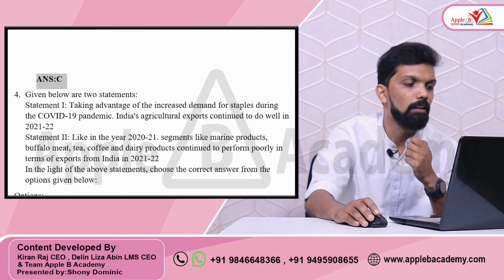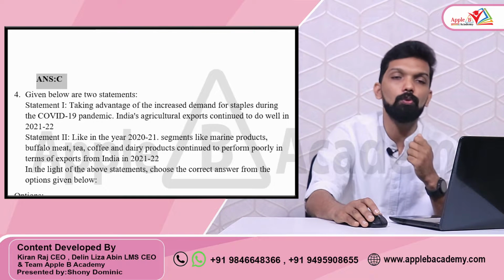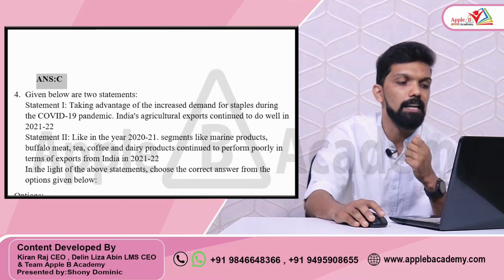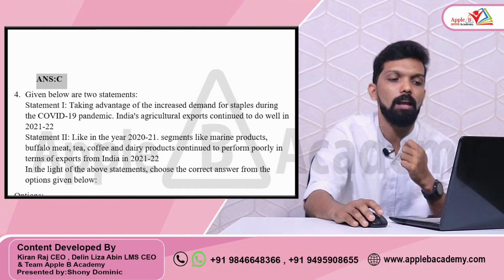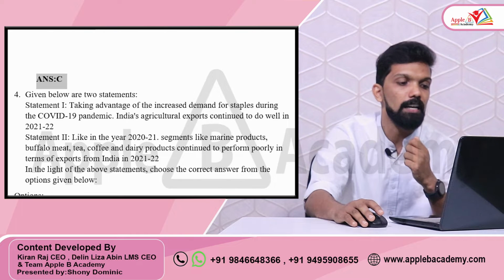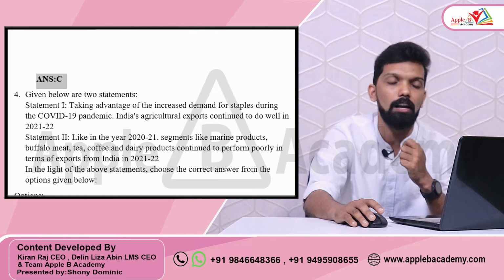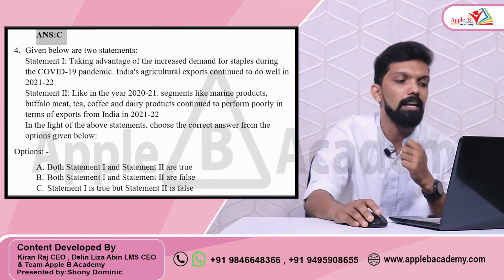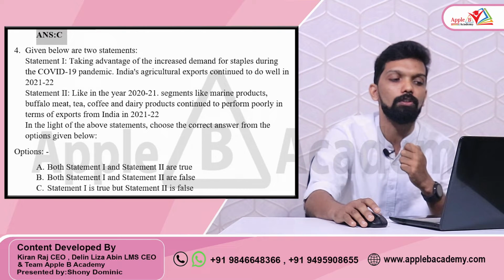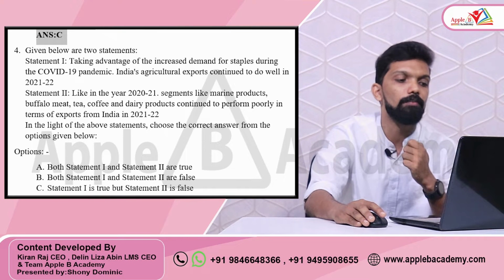The fourth question. Given below are two statements. Statement 1, taking advantage of increased demand for staples during the COVID-19 pandemic, India's agricultural export continued to do well in 2021 and 2022. Statement 2, like in the year 2020 and 2021, segments like marine product, buffalo meat, tea, coffee and dairy product continued to perform poorly in terms of export from India in 2021 and 2022. In the light of the above statements, choose the correct answer from the options given below.